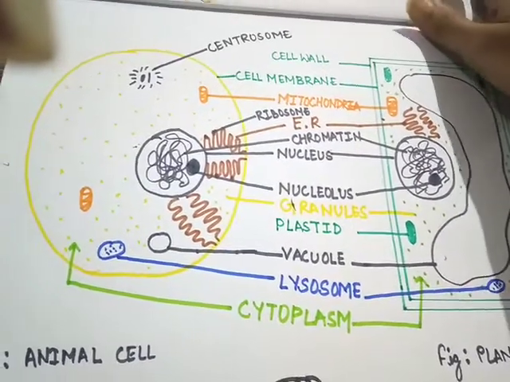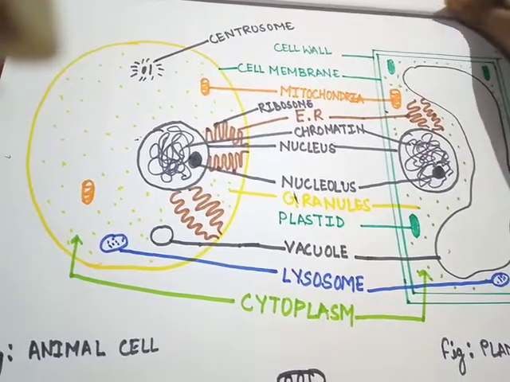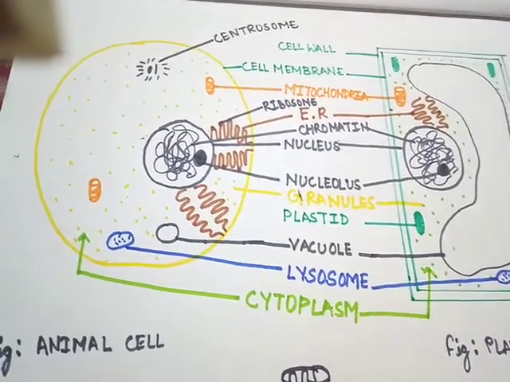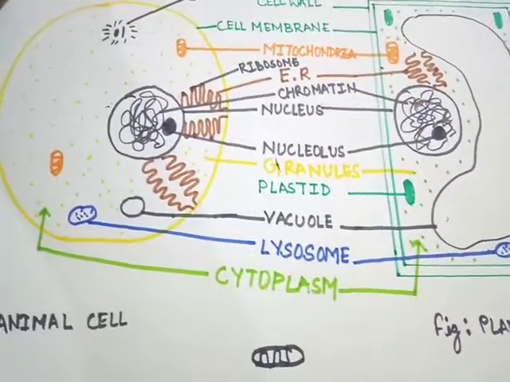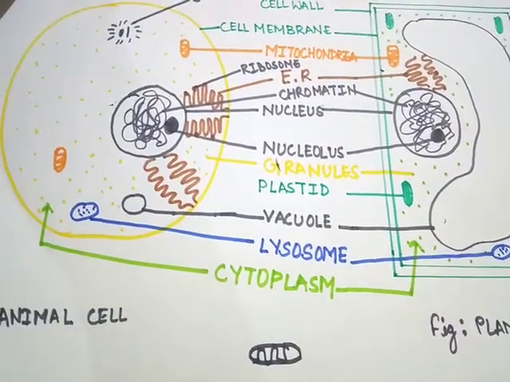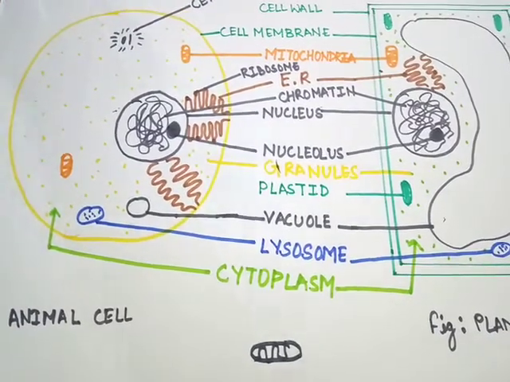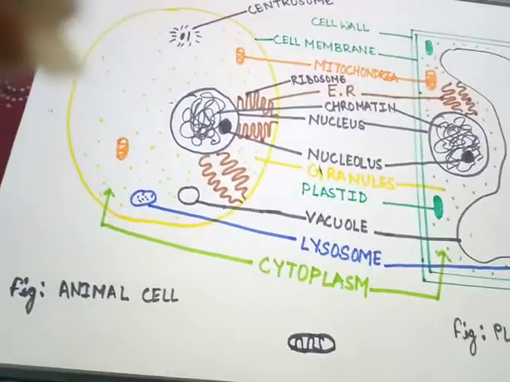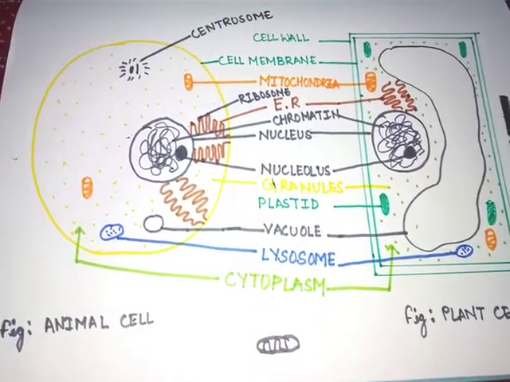Next comes the endoplasmic reticulum. Endoplasmic reticulum forms the skeletal structure for the cell. Just like we have the skeleton in our body, same as that, the cells also have the skeleton as the endoplasmic reticulum. So it gives a supportive framework to the cell.